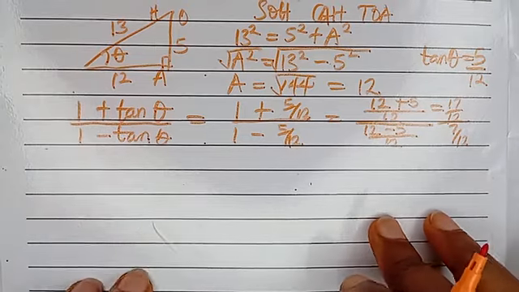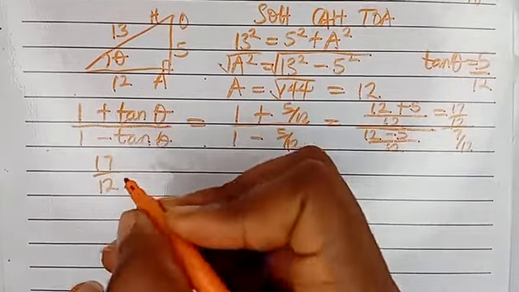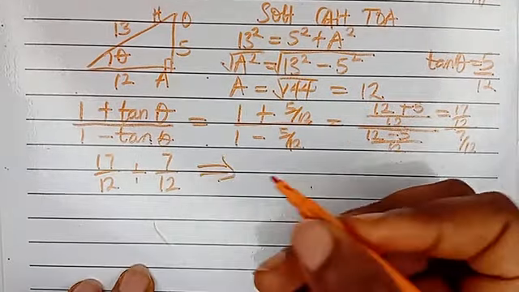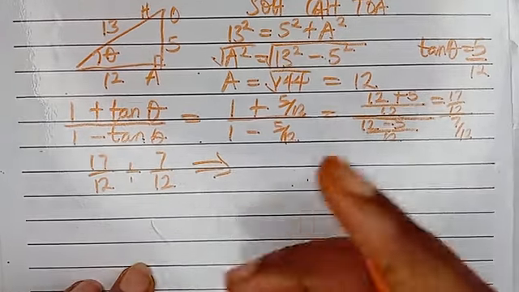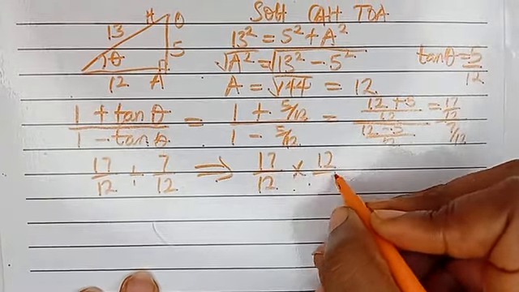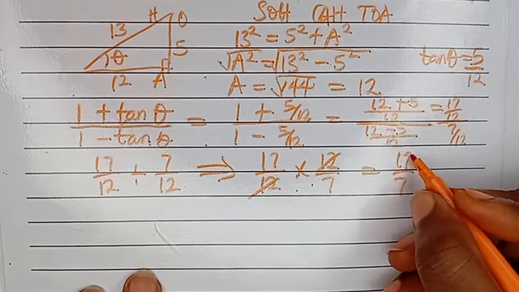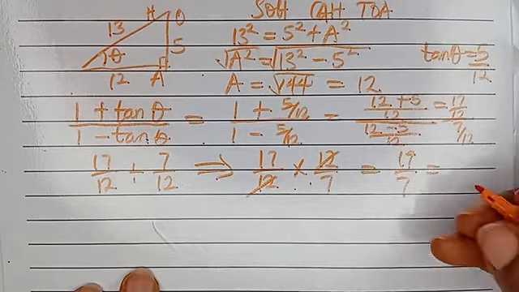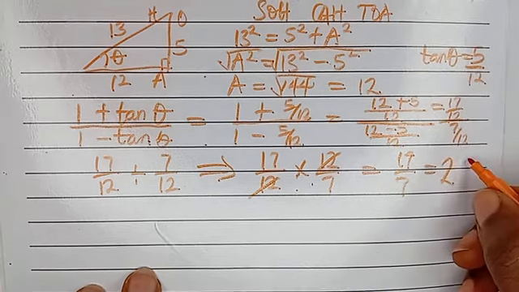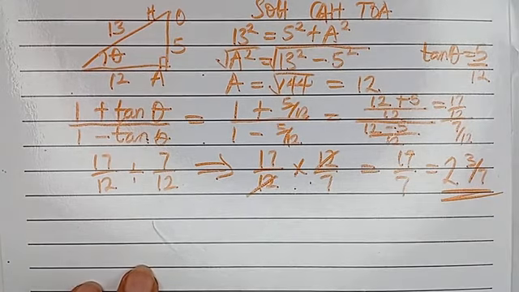Now let's put those fractions together. We have 17 over 12 divided by 7 over 12. Now we convert this division sign to a multiplication sign by saying 17 over 12 times 12 over 7. 12 cancels out 12, and 17 over 7 remains. Now we get this down to a proper fraction, which is 2 whole number 3 over 7. That is our final answer.